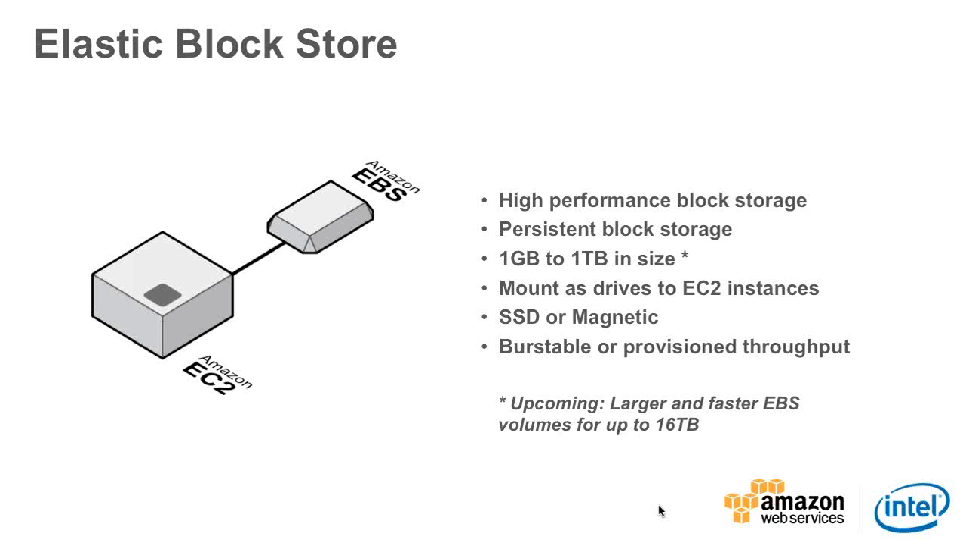These volumes can be created with different sizes in mind. This can range from 1 gigabyte all the way up to 1 terabyte. Now, there's a little asterisk here. Recently at our re:Invent conference last year, we announced that we also very soon will release larger and faster EBS volumes, where this can potentially go up to 16 terabytes. With Amazon EBS, you have the choice between SSD-backed volumes or magnetic volumes. The throughput that you can have with this EBS volume is burstable, or it can be provisioned. Now let's have a closer look at that.